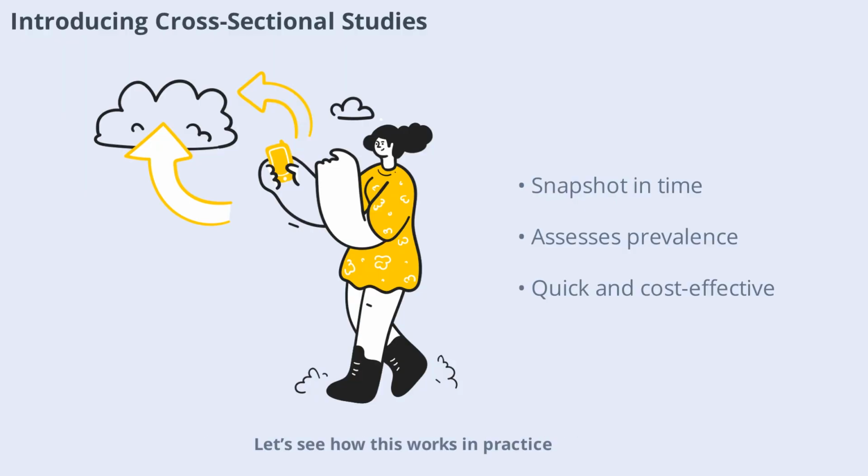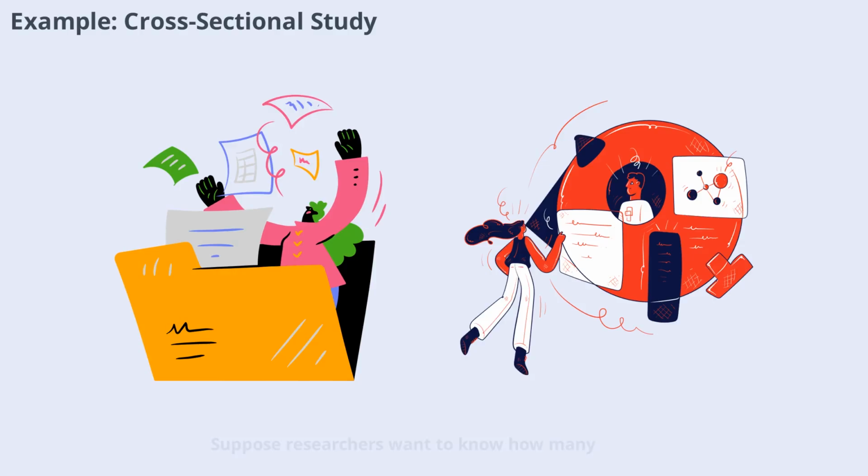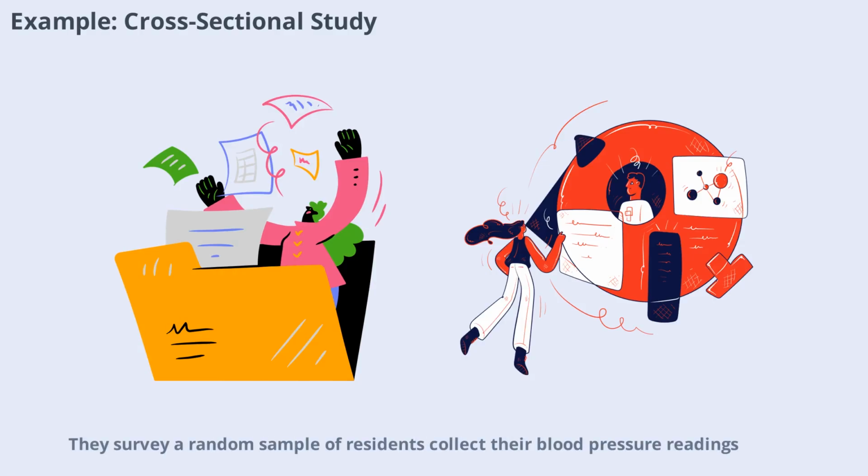Let's see how this works in practice. Suppose researchers want to know how many adults in a city have high blood pressure. They survey a random sample of residents, collect their blood pressure readings, and analyze the data. This approach provides a picture of the current situation, how common high blood pressure is in that city at that moment. The results help public health officials understand the scope of the problem and plan interventions. But remember, this design can't tell us whether high blood pressure developed before or after certain behaviors.